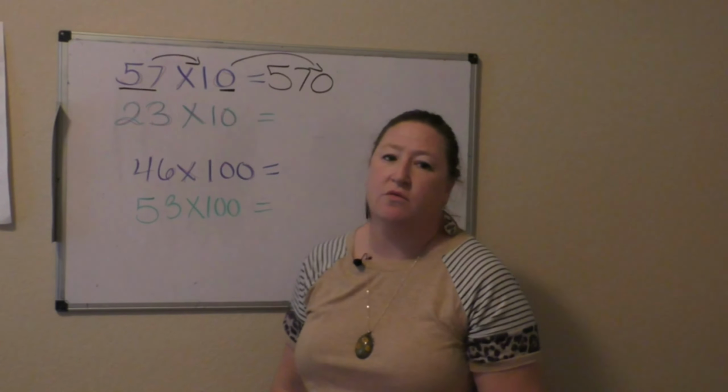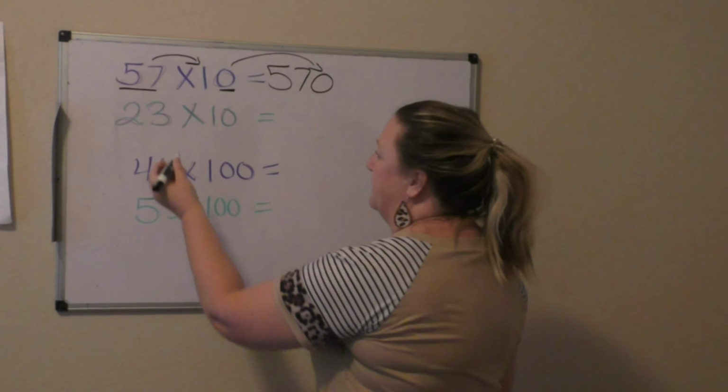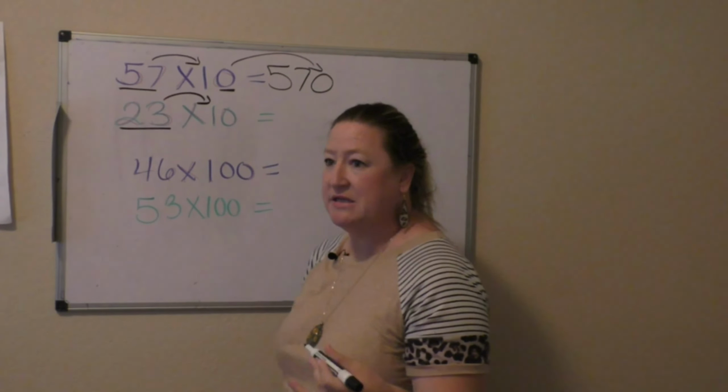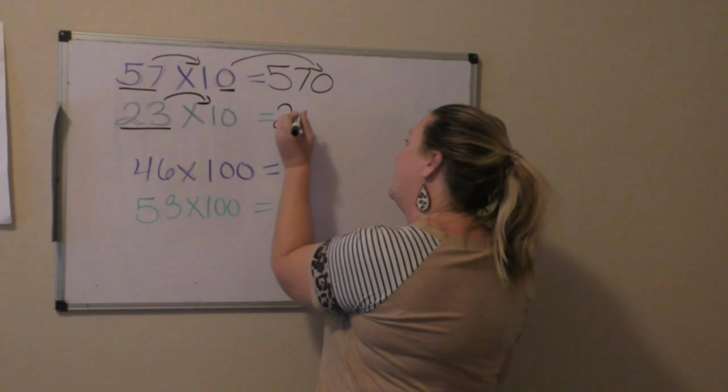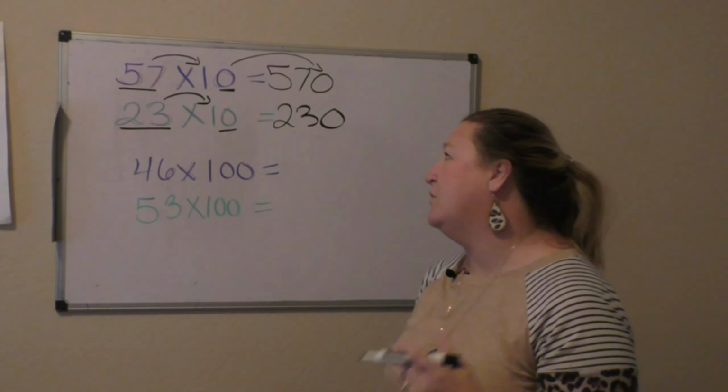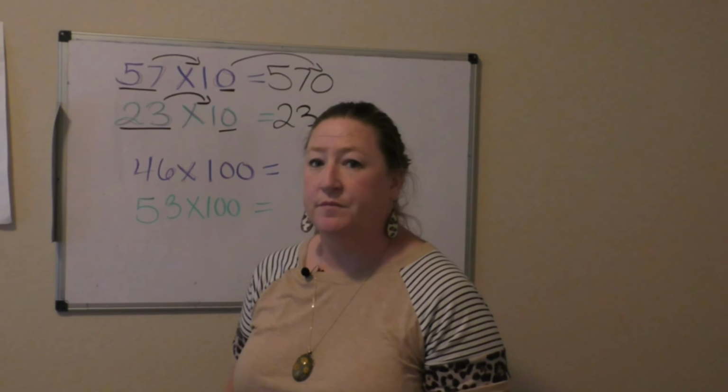Same thing for 23 times 10. I take my 23, and if I'm going to times it by 1, that stays the same. So it's 23, and I add my 0. So I know that 23 times 10 is 230.